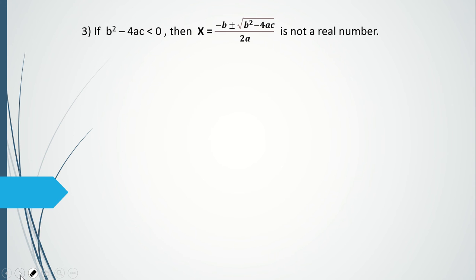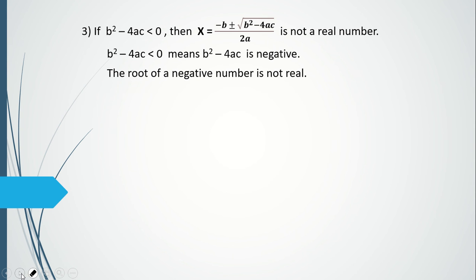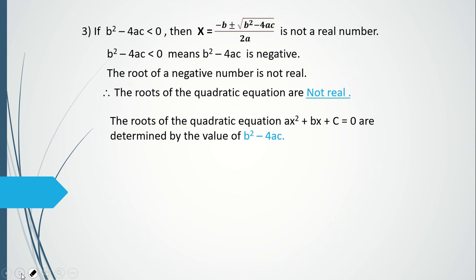And in the third case, when this is less than 0, this is not a real number. The root of a negative number is not a real number, and therefore the roots of the quadratic equation are not real in this case. Okay, the roots of quadratic equations are determined by the value of b square minus 4ac.